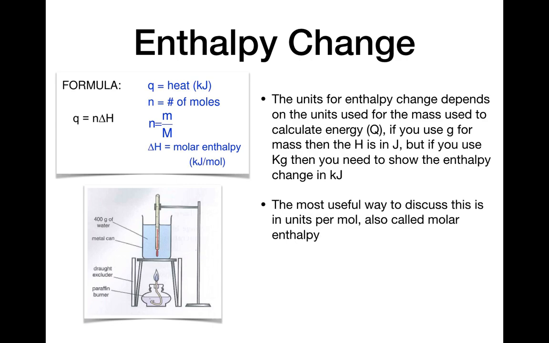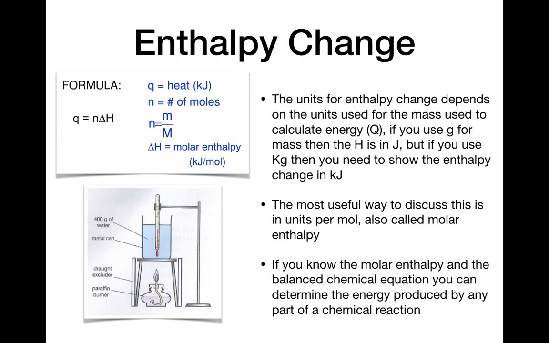So the best way to talk about enthalpy and heat change in reactions is by talking about the units per mole. So how much energy per mole, and this is also called molar enthalpy. We'll be talking about that and calculating that as well today. So if you know molar enthalpy, then with the balanced chemical equation, you can figure out exactly how much energy is produced by any one single part of a reaction. We're doing some practice calculations, breaking down reactions, figuring out how much energy we're getting from certain reactants or certain products.